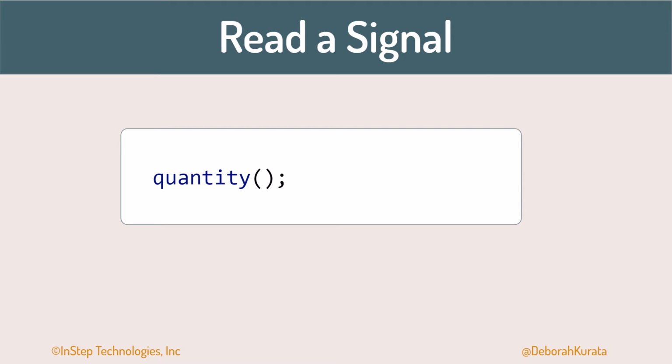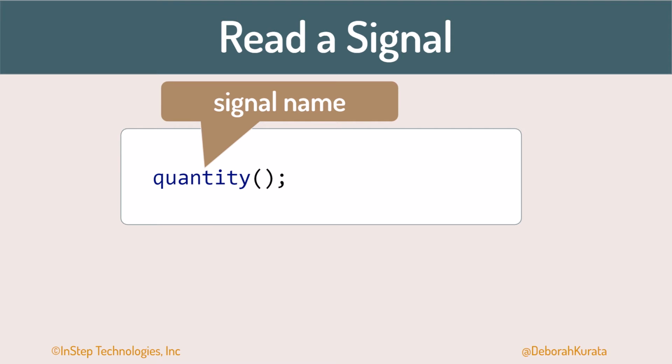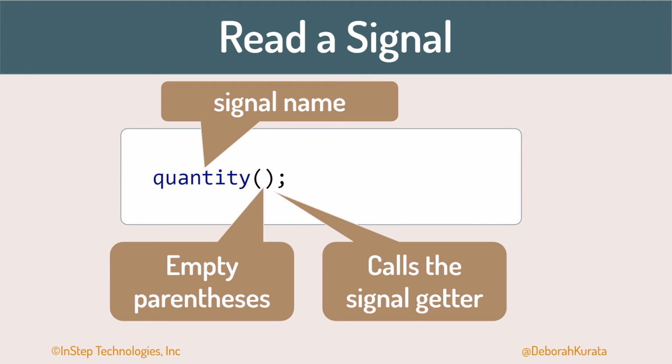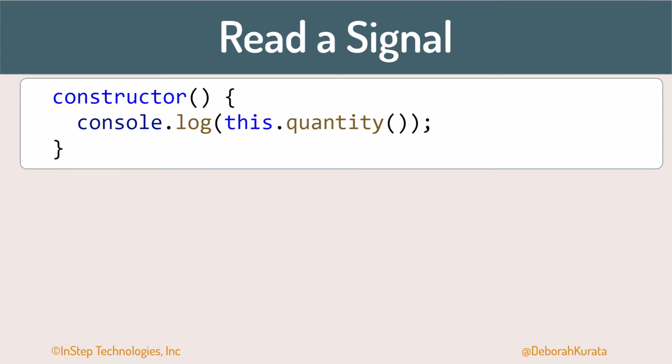We read a signal by calling its getter function. We use the signal name followed by empty parentheses. This calls the signal getter. So here we open the box, so to speak, by calling the getter and retrieve the current value of the signal. Here are some examples. We can read a signal in our code. In this example, we're reading the value of the quantity signal to display it in the console. This code runs once when the component is constructed.